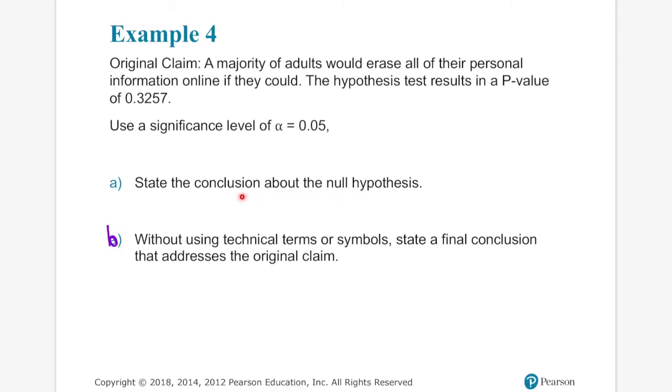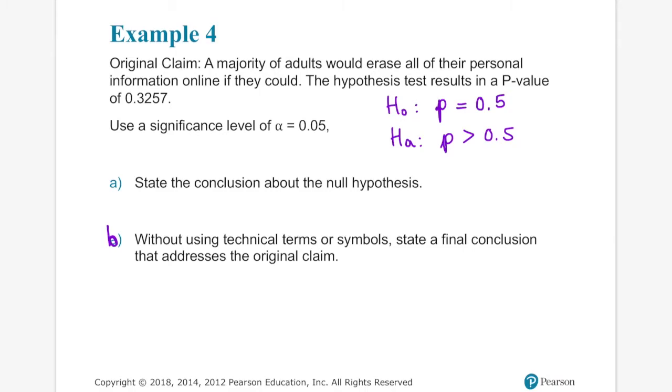In order to do this, I need to have my H0 and HA. I found H0 and HA for this problem in example 2. I am going to just rewrite it here. H0 says proportion equals 0.5. HA says proportion is greater than 0.5. State the conclusion, or could also be make your decision. Would you reject H0 or would you not reject H0?